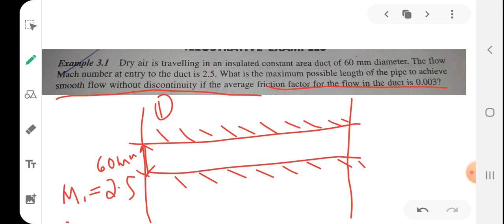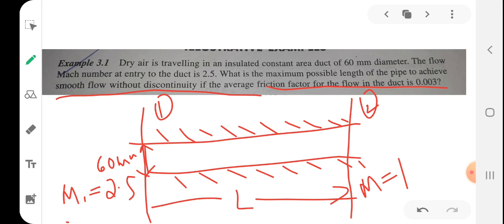So the maximum possible length of pipe to choke the flow is nothing but the section where M becomes 1. You know, right? Choking will happen when M becomes 1. So the exit Mach number is 1. So from Fanno, this length will be L max. L max will be the length from the entry point to the point where the flow chokes. So this length should be found out.